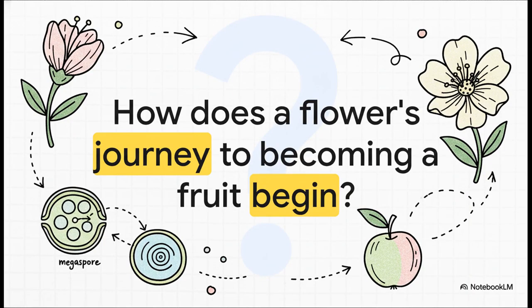So, have you ever really thought about this? We see flowers bloom, and then magically they turn into fruit. But what's the very first step? What happens deep inside that flower to kick the whole thing off? Well, the answer begins with the creation of one single vital cell, the megaspore.